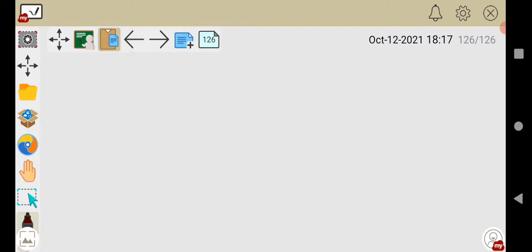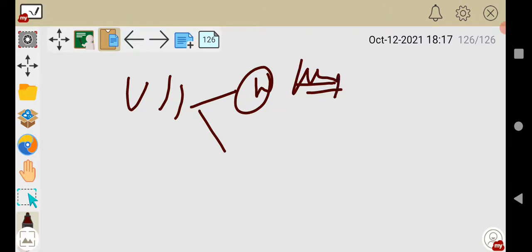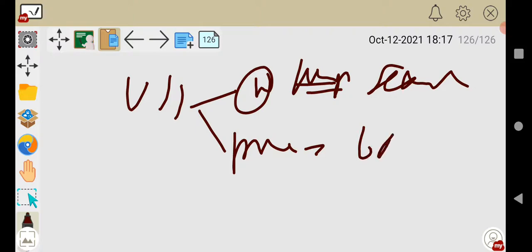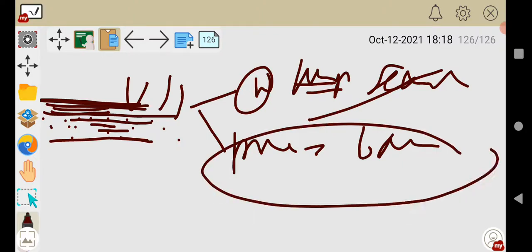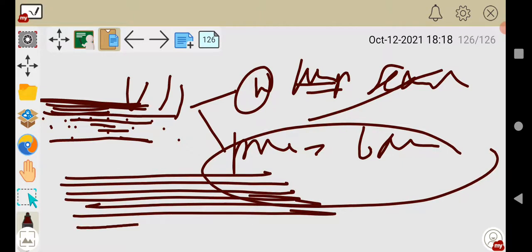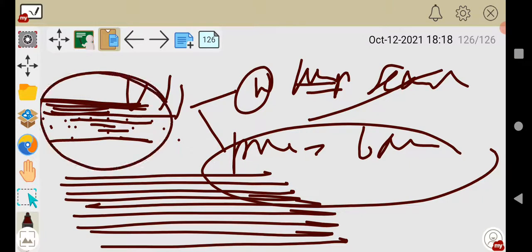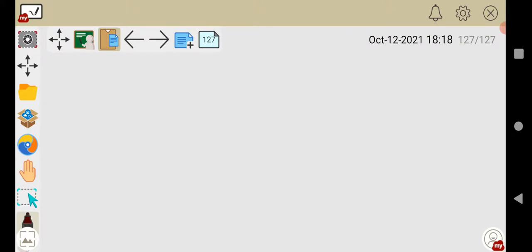Also remember in pneumothorax, in USG, normal lungs will show the seashore sign, but pneumothorax will show the barcode sign. Seashore means there will be a beach and there will be a sea. In pneumothorax there will be a barcode sign like this. There will be no seashore pattern.